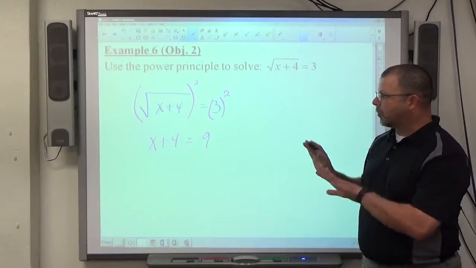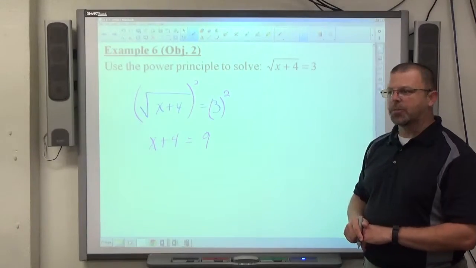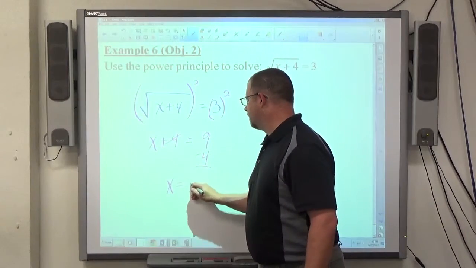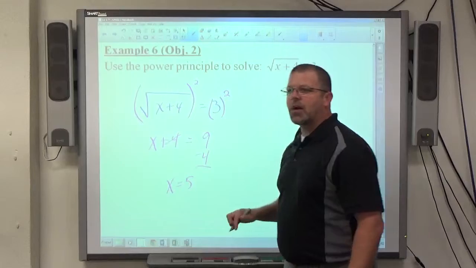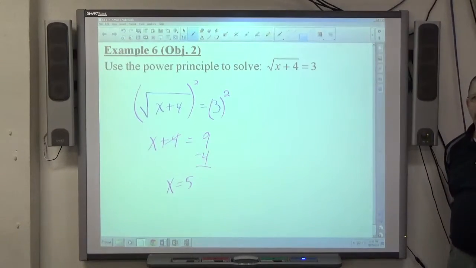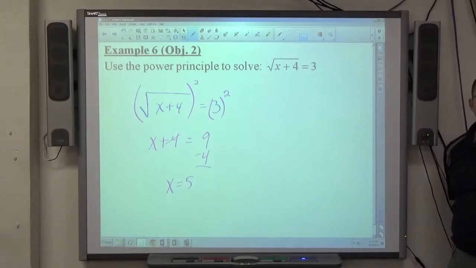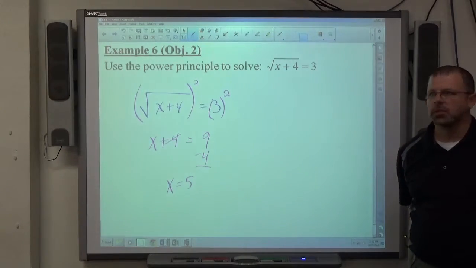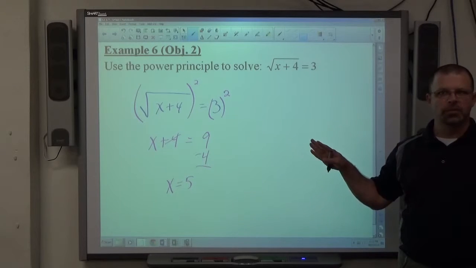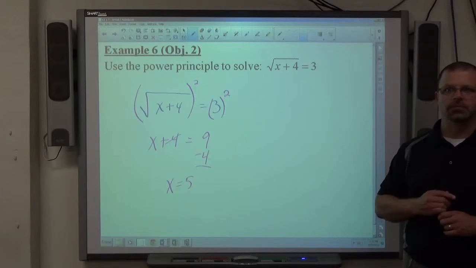Whatever you're left with once the radicals disappear, just use basic algebra. In this case, move the 4 to the right. So x equals 5. What x equals 5 represents is the proposed solution to the problem. Since I squared both sides, it doesn't necessarily mean it actually works. Some of these problems have no answer. But of all the numbers in the world, we just knocked off all but that one.